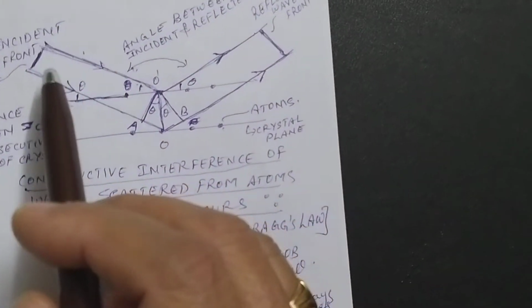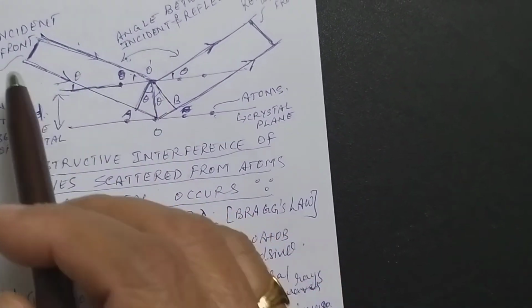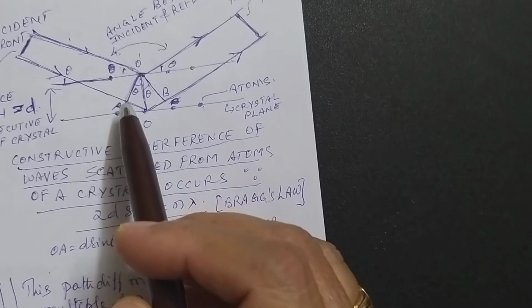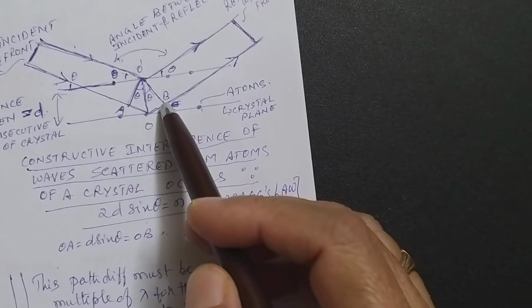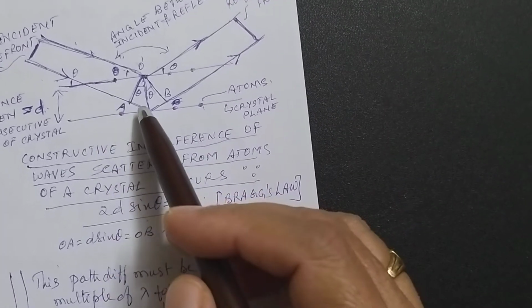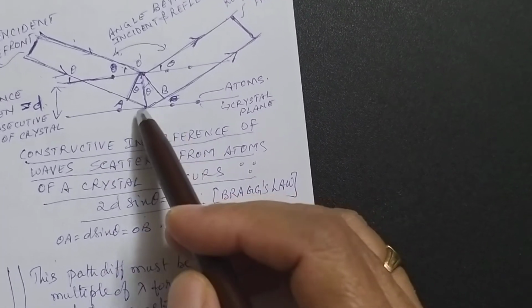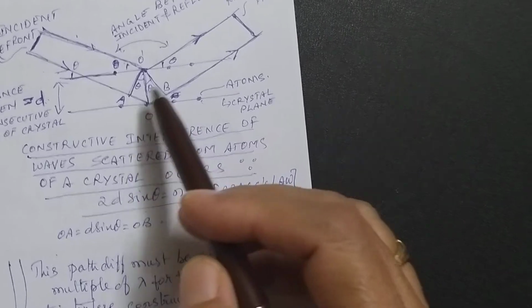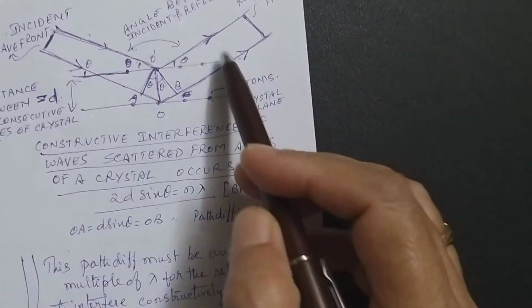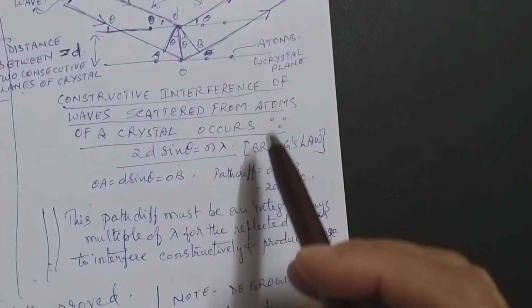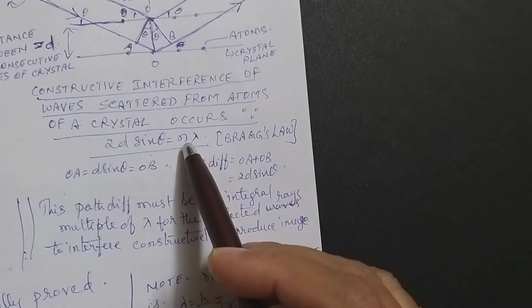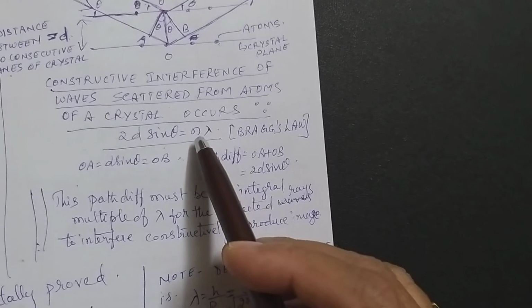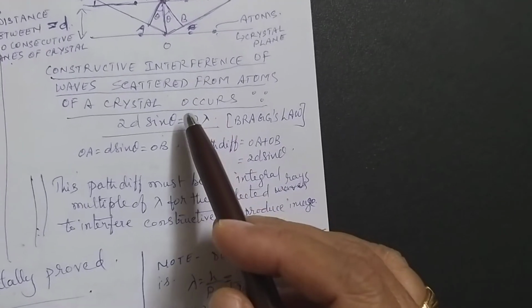Why this condition? Because this wave is coming and this wave is coming. Both are traveling the same distance up till here. From here also both are traveling the same distance. But the second wave is traveling an extra distance 2d sin theta. This is the path difference between these two waves, 2d sin theta, and this is equal to n lambda, an integral multiple of lambda.